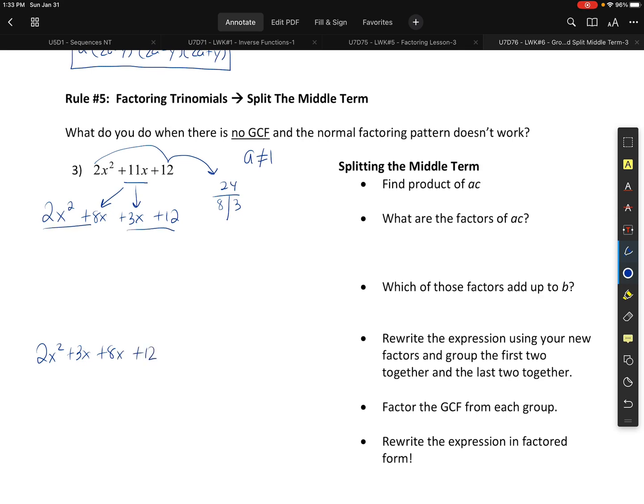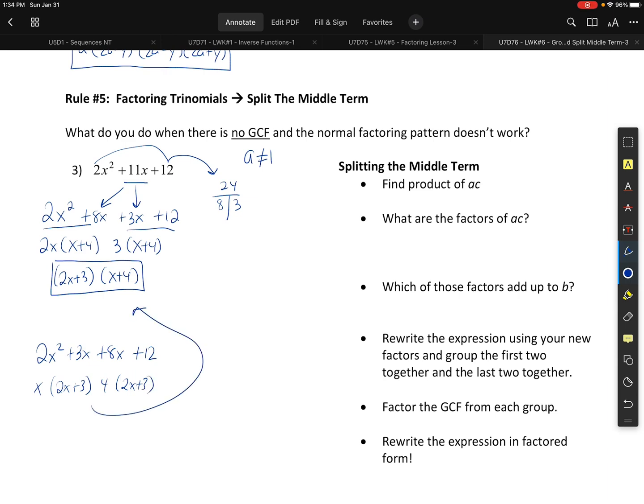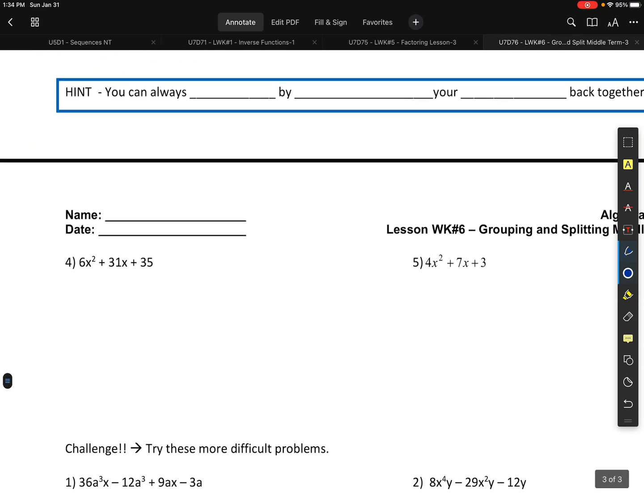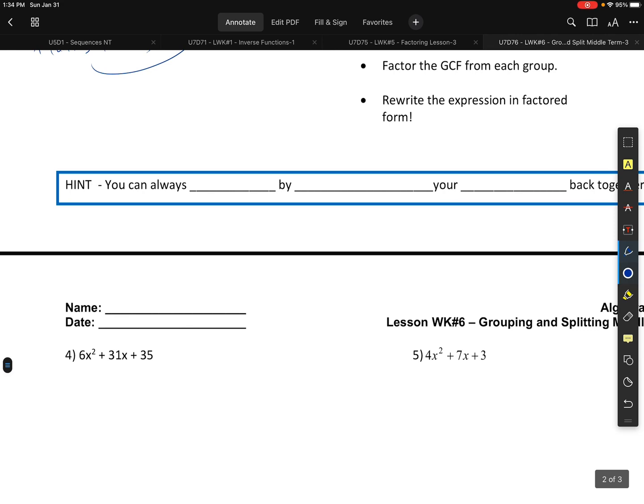So going back up to here, take out a 2x, leaves me with x plus 4. Take out 3, got x plus 4. They have to have the exact same variable. 2x plus 3, x plus 4. Awesome. Down here, take out an x, leaves me with 2x plus 3. Take out a 4, leaves me with 2x plus 3. Same exact answer. It doesn't matter which way we do it. And in the end, with all these problems, you can always check by FOILing your answers back together.